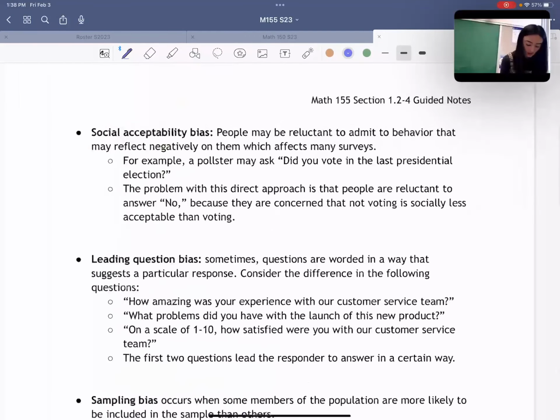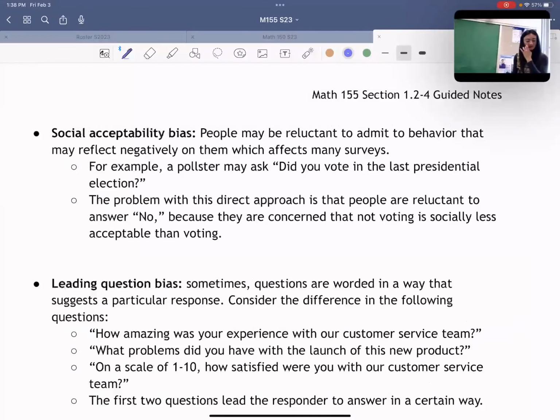Let's go on. Social acceptability bias. I think I have a dentist appointment next month. The dentist is going to ask me if I floss every day. I'm going to tell him yes. I'm not going to tell him if I actually floss or I don't floss. But that's kind of the whole idea behind social acceptability bias.